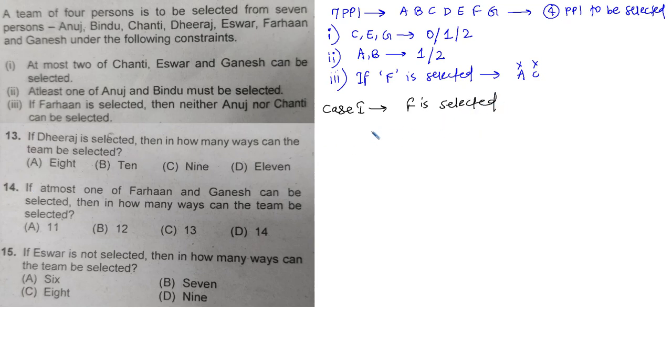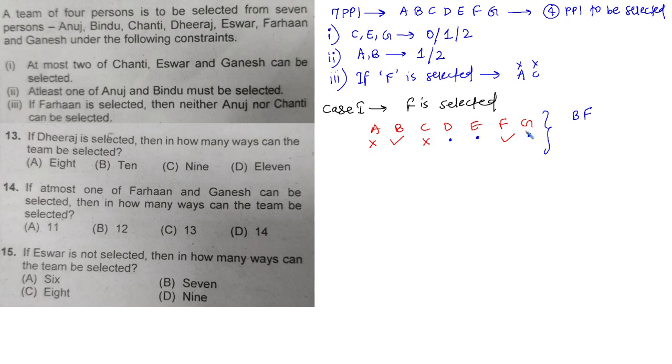Over here total 7 people are there, A, B, C, D, E, F and G. If F is selected, then we cannot select A, we cannot select C. Among A and B, at least one of them must be selected, and as A is not selected, then B must be selected. So we need to form a team of 4 people, everyone. Out of those 4 people, B and F are fixed. The remaining 2 people we need to select from D, E and G.